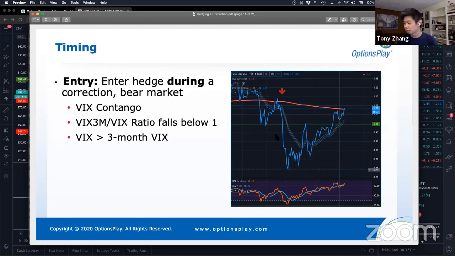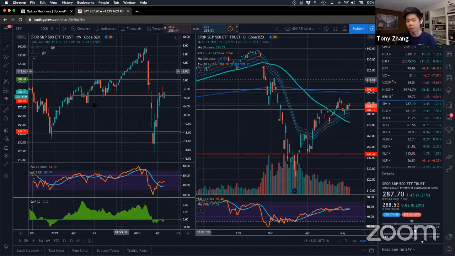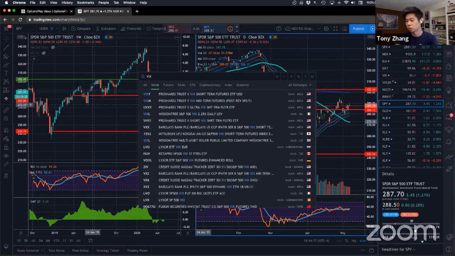Now, as you can see, this actually triggered when the VIX 3-month fell below the VIX. So when the front month VIX was greater than the 3-month VIX. I know some of these ratios sometimes get confusing. This actually triggered on February 21st, which is just 2 days after the peak of the S&P 500. So it was a very quick indication of when things started to turn around.